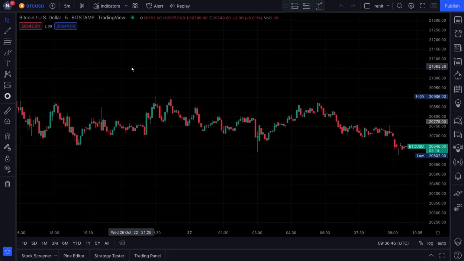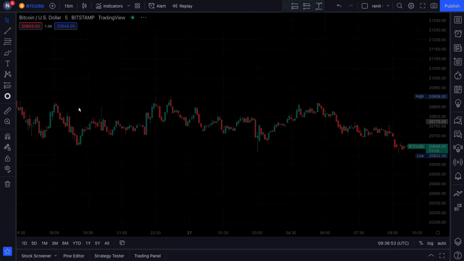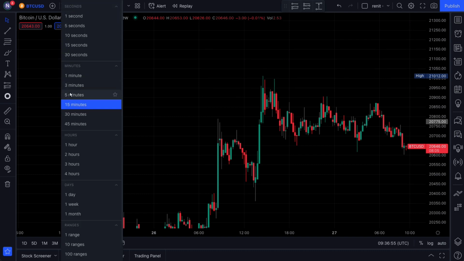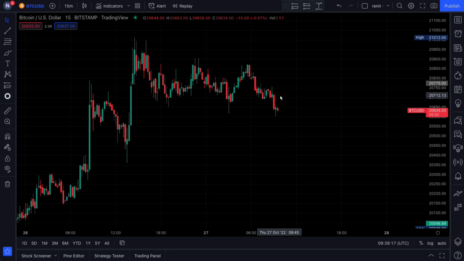Alright, so I'm here on TradingView.com on a Bitcoin USD chart. Now for timeframes, I'm on the 15-minute time frame as I've been experimenting and found it to work the best. You can of course use it on other time frames such as 5, 10 or 30 minutes and even up to an hour.